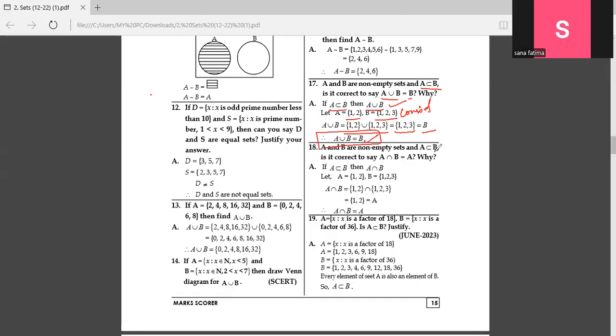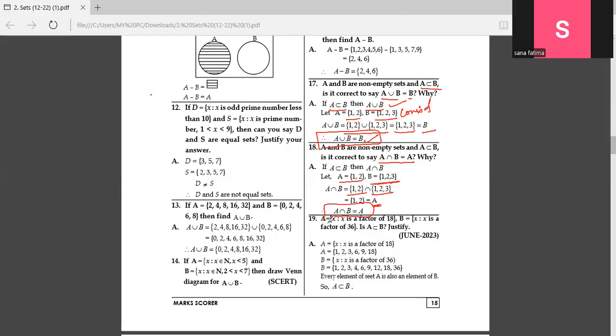A and B are non-empty sets. A is a subset of B. Is it the correct way to write A intersection B is equal to A? A is a subset of B, and A intersection B equals A. We are assuming this because you have to prove it. After that, do the intersection of 1, 2 and 1, 3, and you will write down only the common elements. In intersection, only common elements are taken. So here the common elements are 1, 2, and that is nothing but A. A intersection B is A.